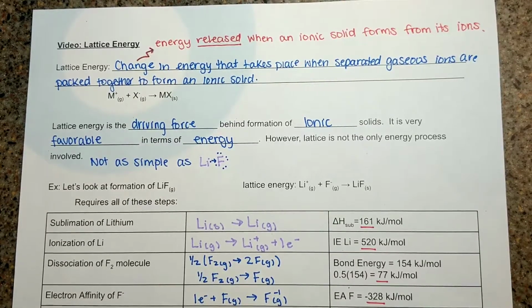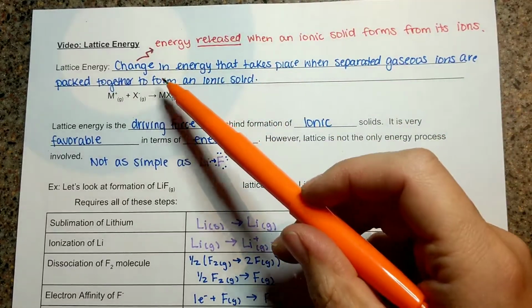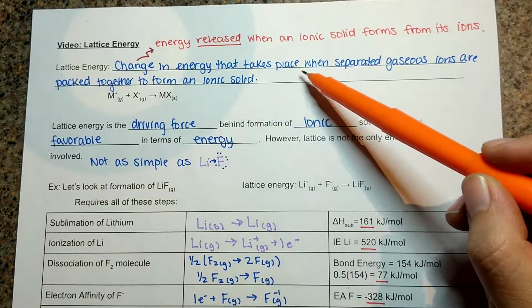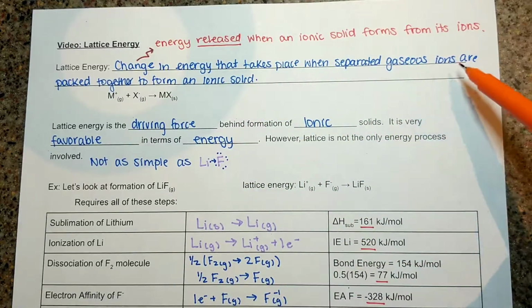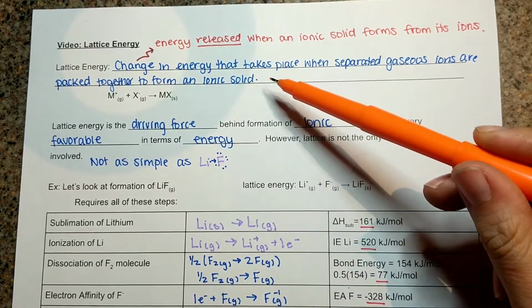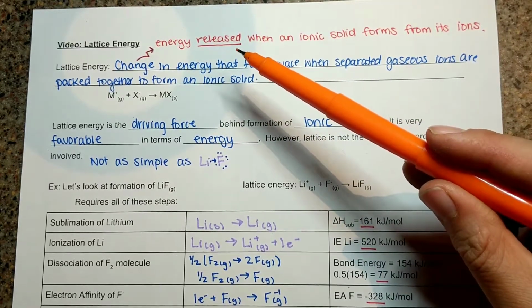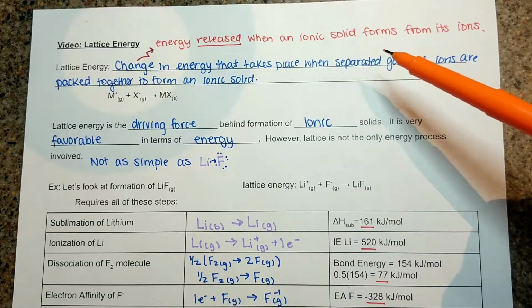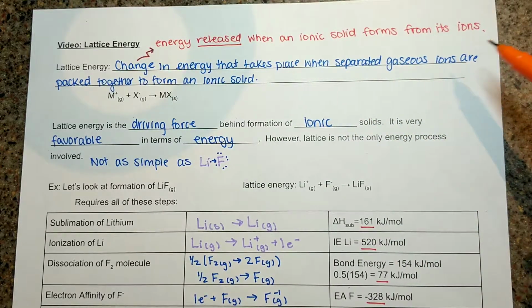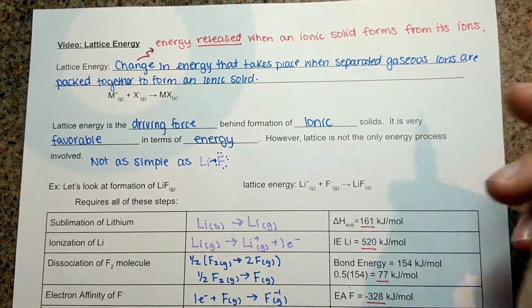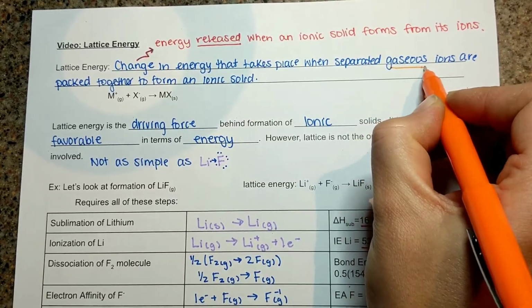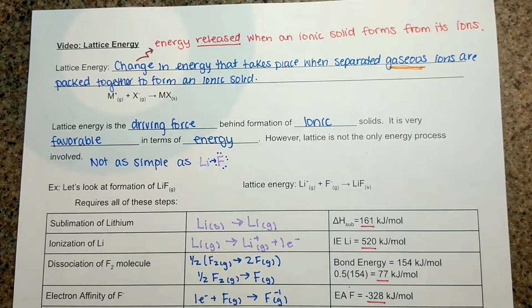This video is on lattice energy. Lattice energy is a change in energy that takes place when separated gaseous ions are packed together to form an ionic solid. It is also considered the energy released when an ionic solid forms from its ions. It's important to note that these ions have to be gaseous, and we'll see why that matters in a couple minutes.